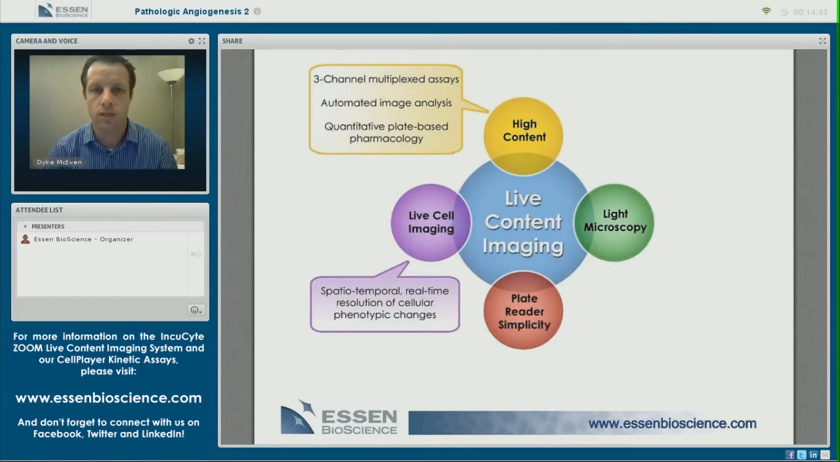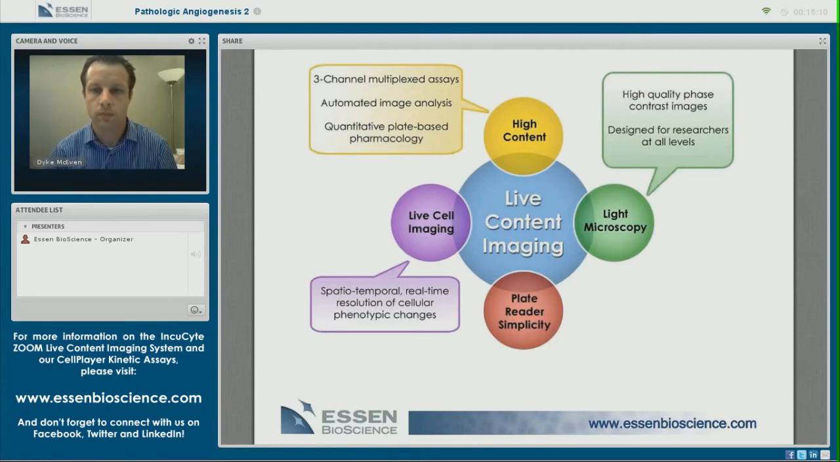Once you put your cells in the instrument inside an incubator and tell the instrument when you want to image and how many updates, your time course of your assay, the instrument does the rest of the work. It will go out at those time points, image your cells, and repeat and send the images back to your system. From that, you can do quantitative plate-based pharmacology to look at pharmacological responses over time.